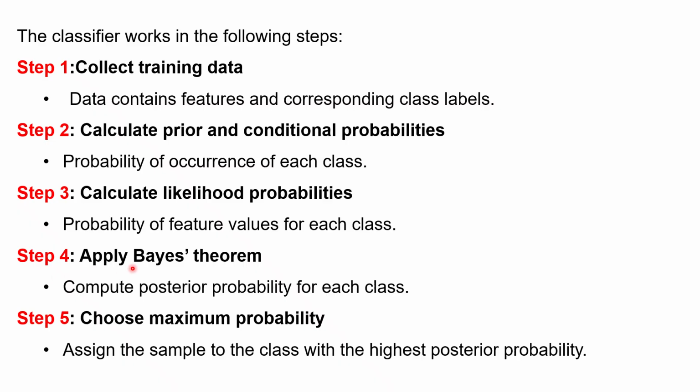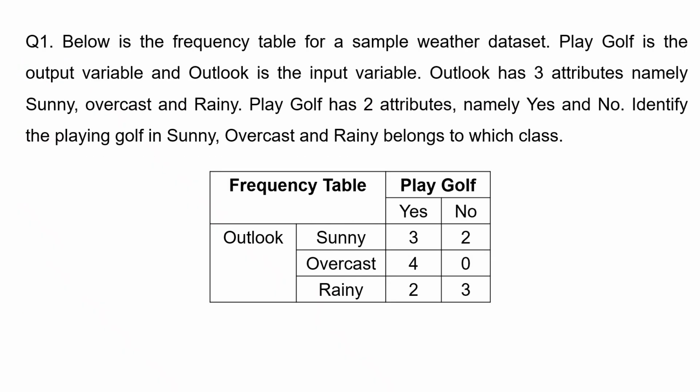Step 4 is to apply Bayes' theorem and compute the posterior probability for each class. Step 5, we make a decision on the class depending upon the maximum probability. That is, assign the sample to the class with the highest posterior probability. Using a simple example, we shall see how the Bayes classifier is used to classify the attributes of given data.